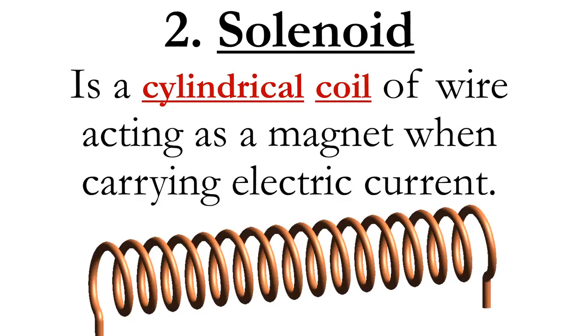The second important term is solenoid. Solenoid is a cylindrical coil of wire acting as a magnet when carrying electric current. You can check here that it is a coil of a wire. It will act as a magnet when electric current passes through it.